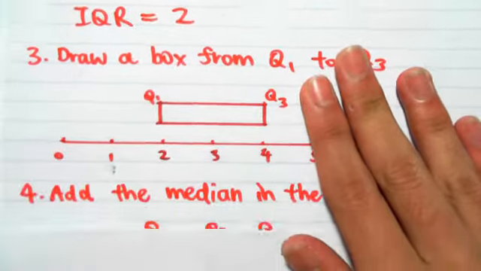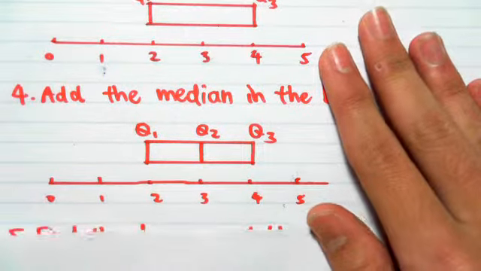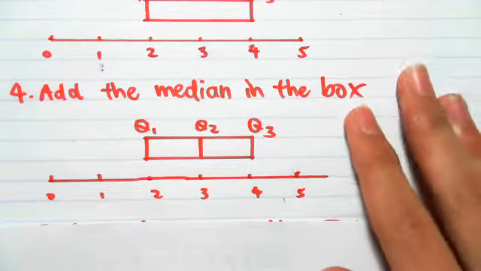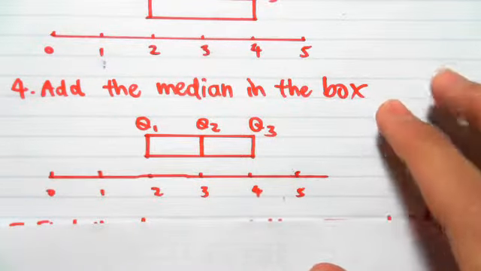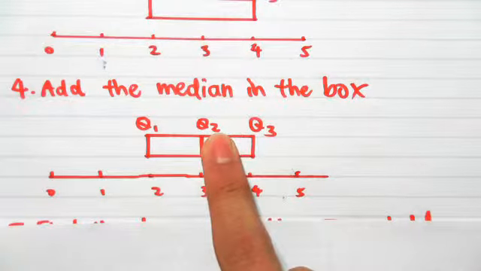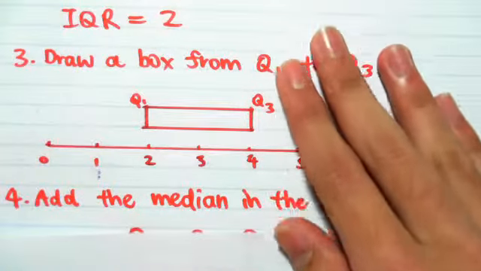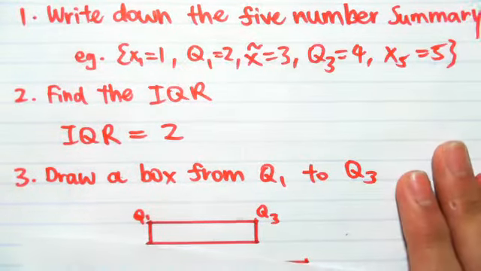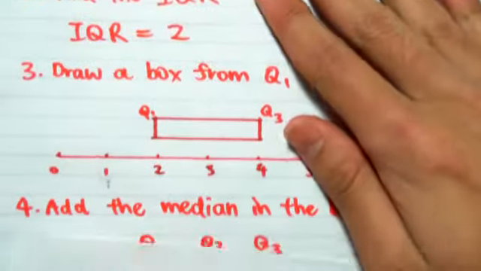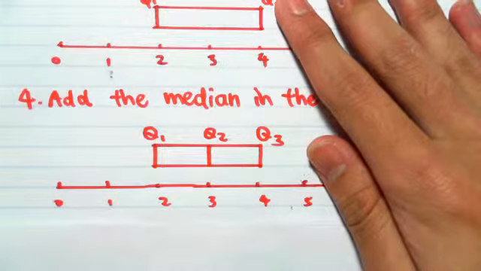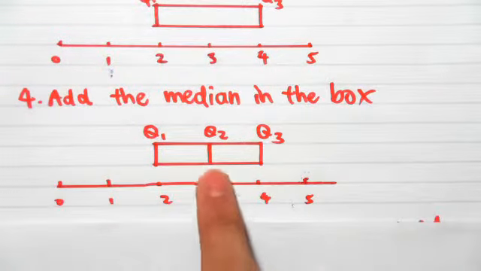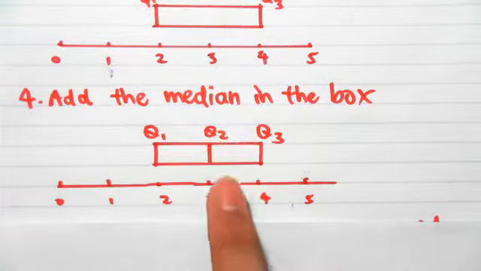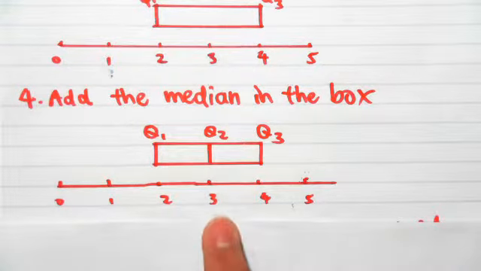Our next step, the 4th step, is where we add the median into the box. Our median, which is x-tilde or Q2, we found at the beginning to be 3. So we add that into our box plot: draw a line through 3 in our box.